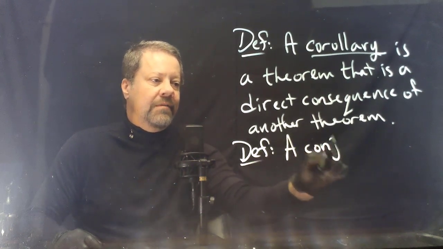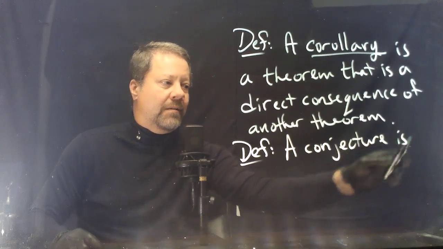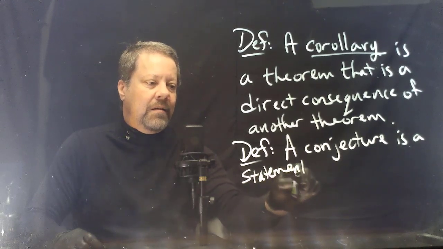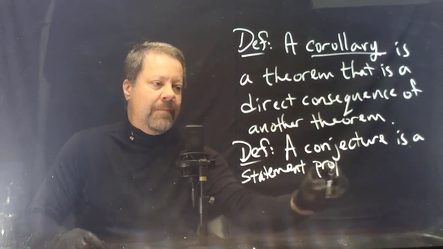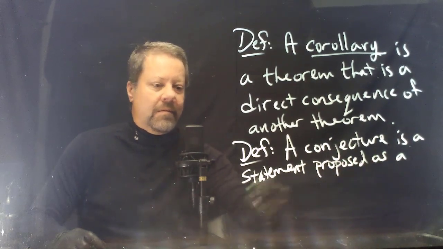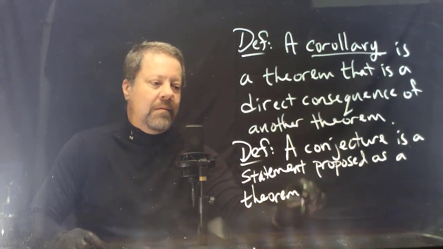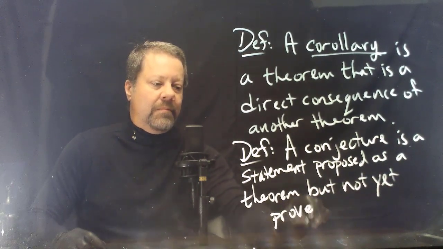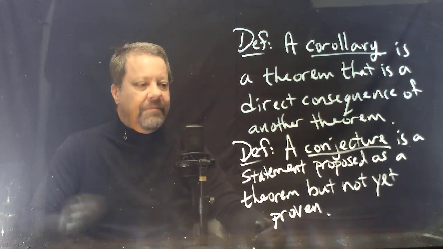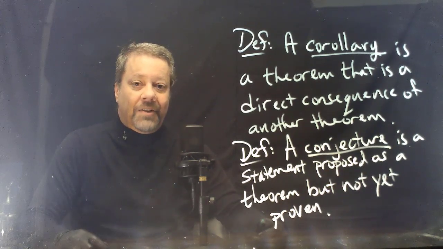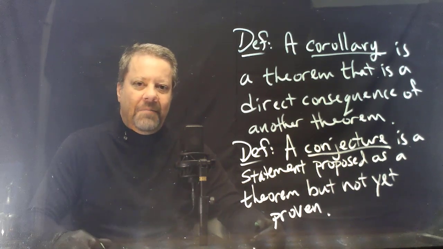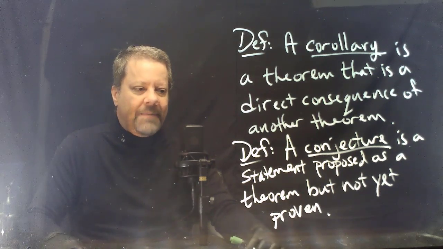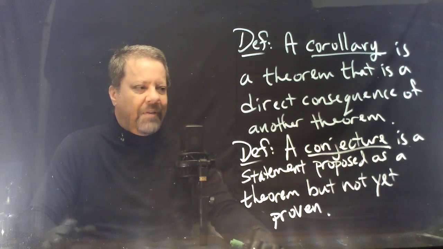A conjecture is a statement proposed as a theorem but not yet proven. So until you prove the conjecture, it remains just a conjecture. Once you have a proof, it becomes a theorem. And we often arrive at conjectures through various explorations of our environment or various experiments, and we come up with an idea.